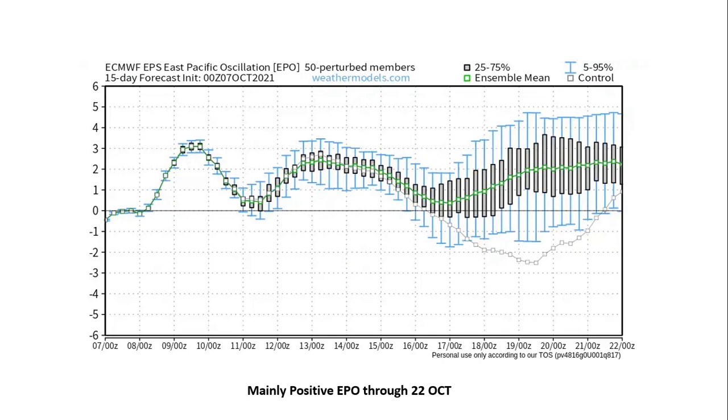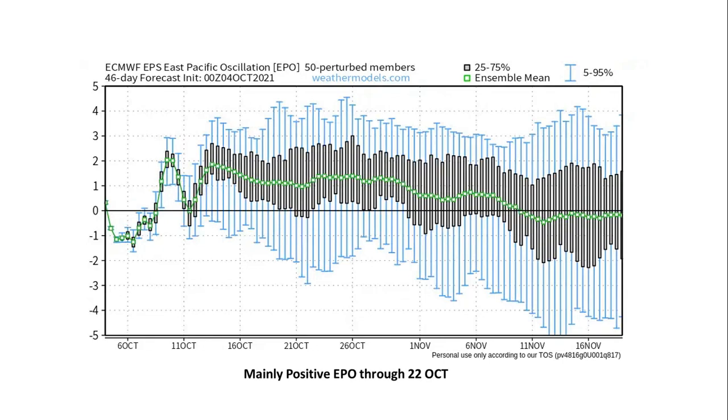The European EPS EPO 50 perturbed members forecast is also forecasting a mainly positive EPO through the 22nd of October. It does dip down closer to neutral there around the 17th, but then it moves right back up to positive territory. If we look at the ensemble mean, the green line there for the European EPS, 50 perturbed members, out through the 46-day forecast, you generally notice a positive trend of the EPO, eventually transitioning more neutral around the 10th to the 11th of November.